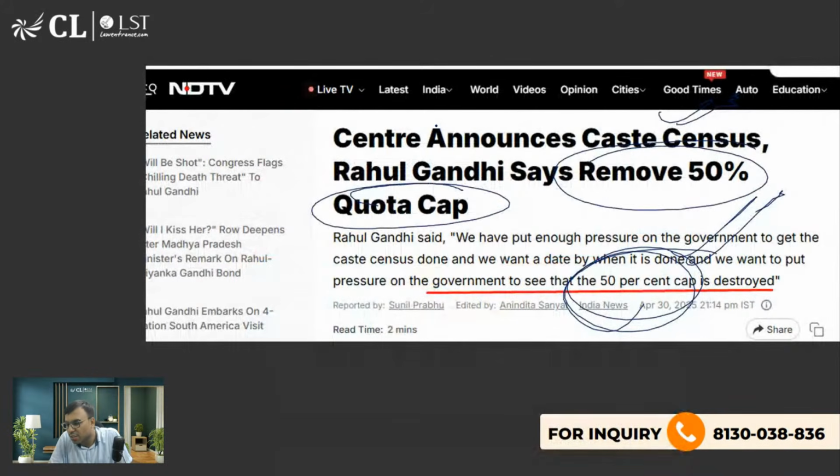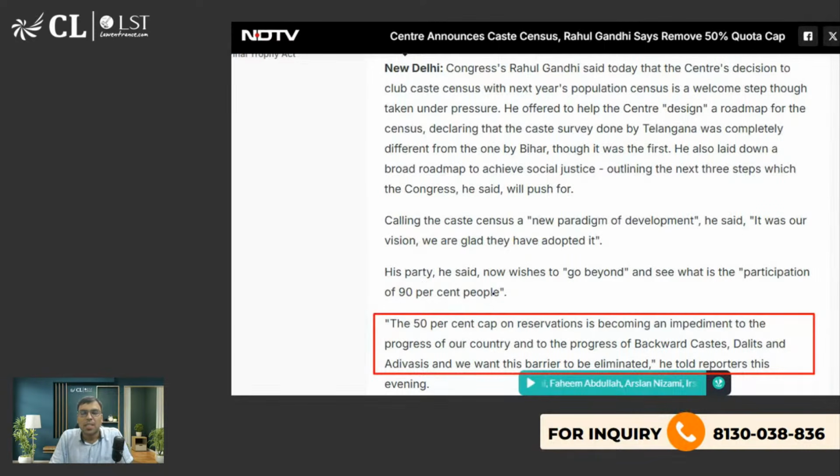Indira Sawhney case, very good, Kushagra. Good. So basically, Mr. Rahul Gandhi has said we will abolish this 50% cap, and even more than 50% seats should be reserved. Currently, how many seats are reserved in general at the central level?